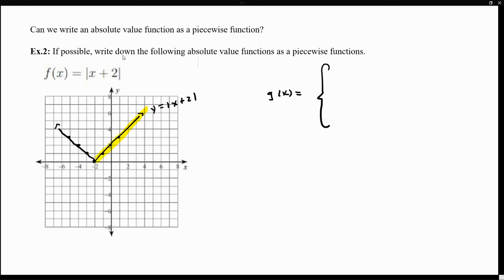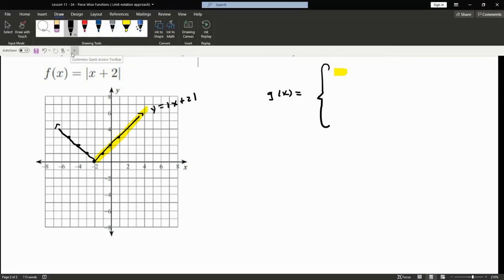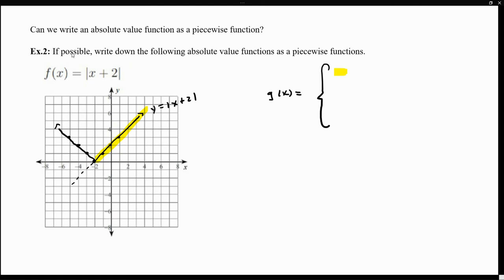I can call this one section of the graph. Actually, I'm just going to write it here. I can see that this is just one section of the graph. Now, if I ignore the section going on here, and I just concentrate on the section that I just highlighted in yellow, let's just extend this line for illustration purposes.